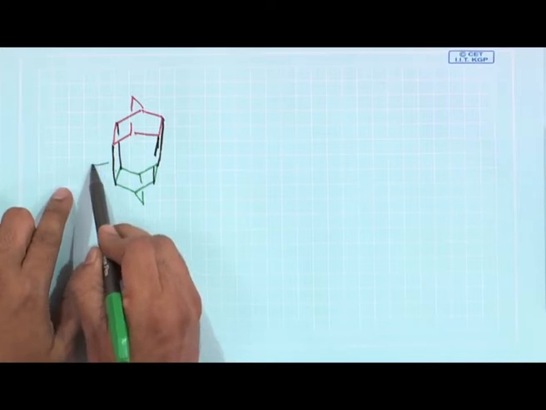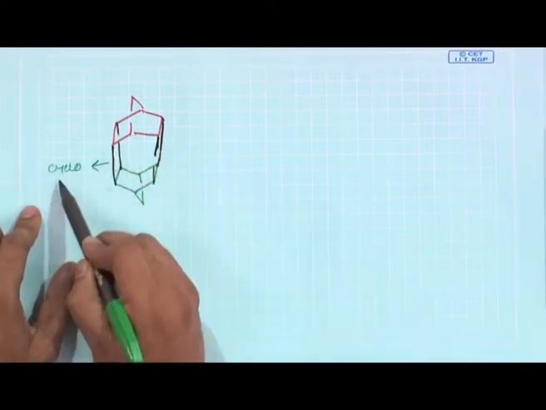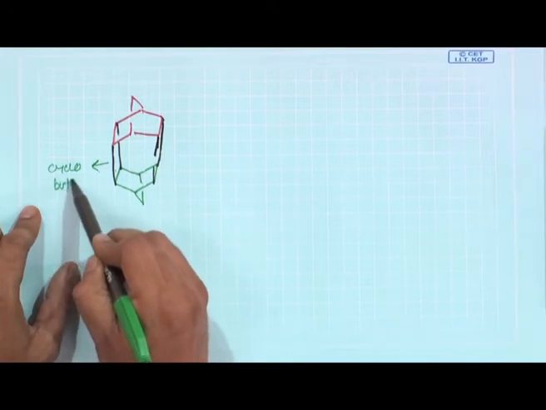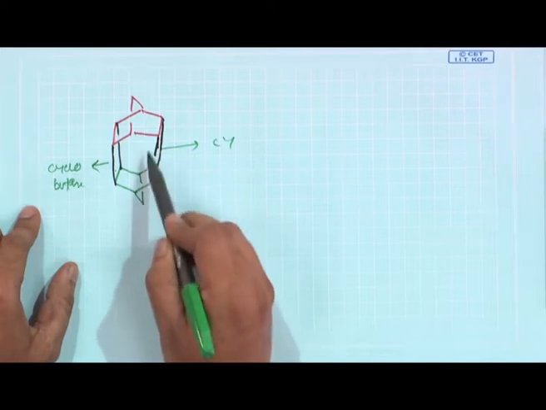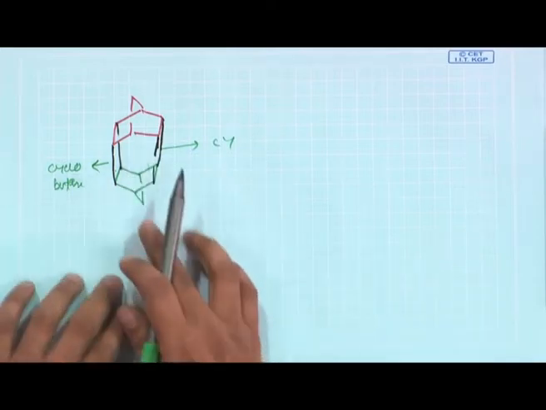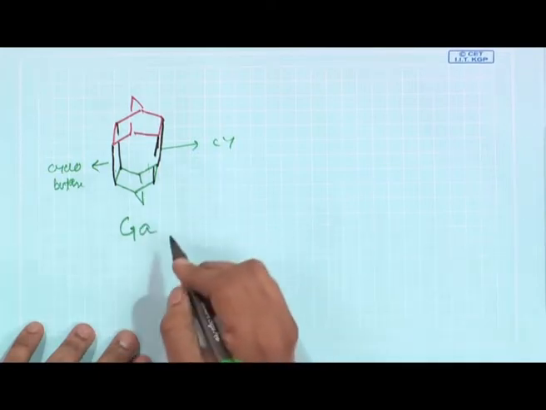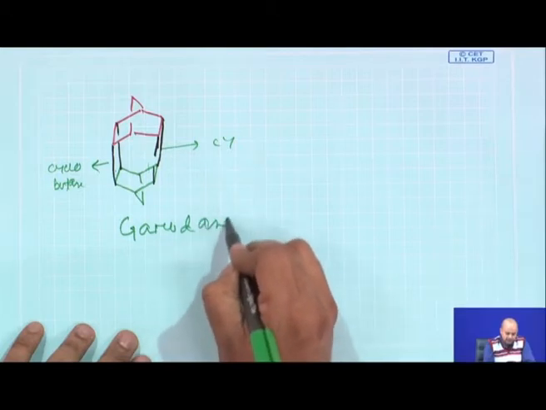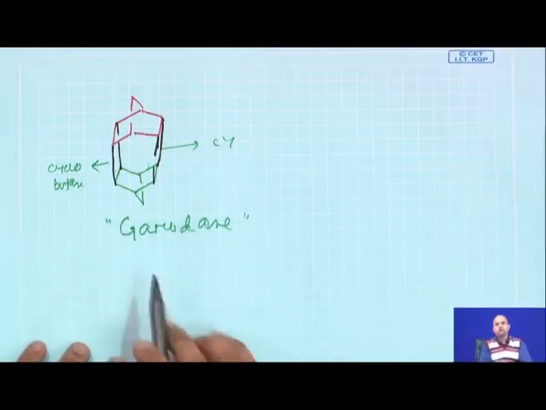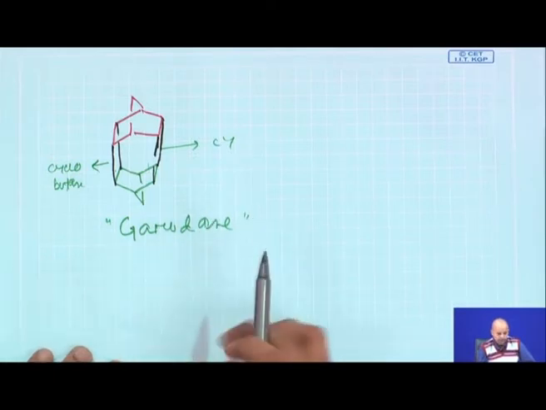So, this is a 4 member cyclobutane, and this is also a cyclobutane, the visualization. Now, this compound was basically a designed molecule which was first synthesized by an Indian scientist. Its molecule name is Garudane. Now, why is this molecule named Garudane?